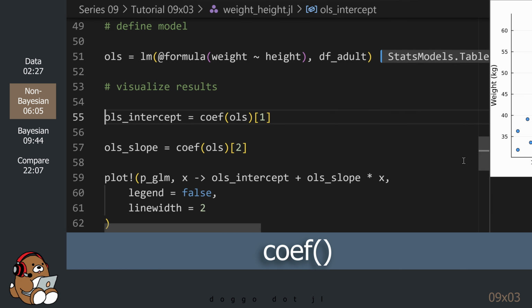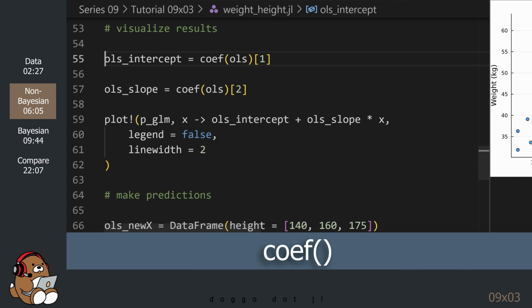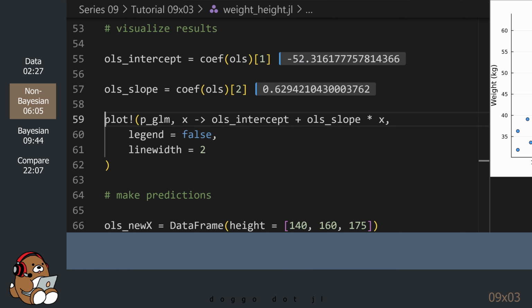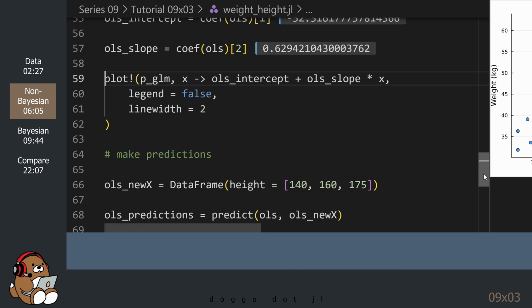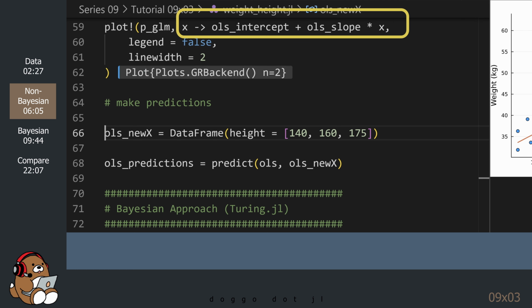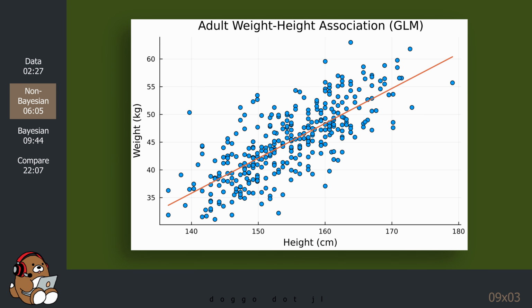When using GLM, you can index these values by using the COEF function, short for coefficient, along with an index number. Now that we know the y-intercept and the slope, we can add this line to our plot. We can use an anonymous function to define the function for the line. This line is called the linear regression line.